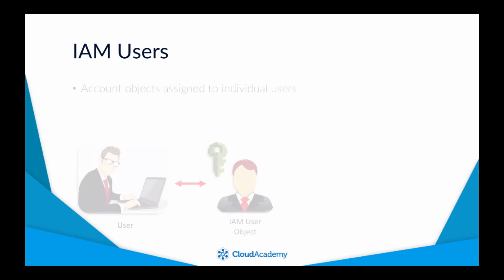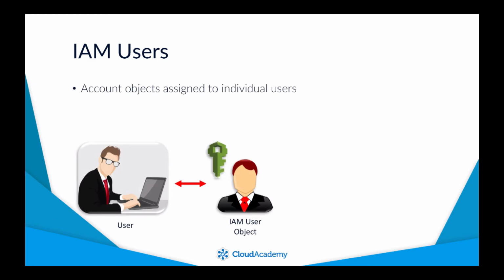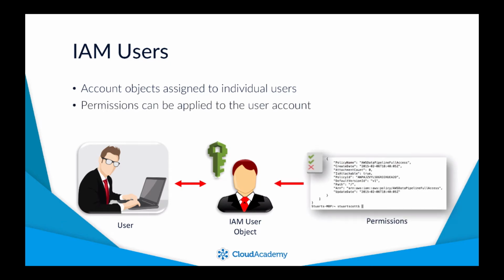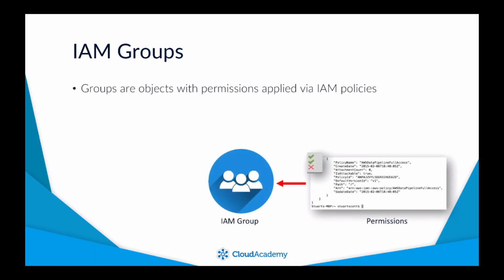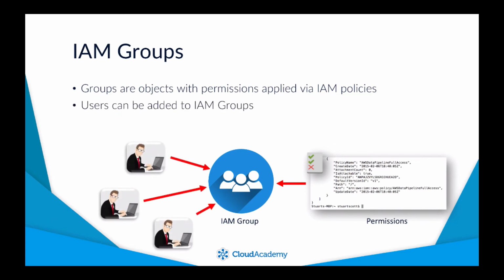IAM users are account objects that allow an individual user to access your AWS environment with a set of credentials. You can issue user accounts to anyone who needs to view or administer objects and resources within your AWS environment. Permissions can be applied individually to a user, but the best practice for permission assignments is to add the user to an IAM group. IAM groups are objects that have permissions assigned to them via policies, allowing the members of the group access to specific resources. Having users assigned to these groups allows for a uniform approach to access management and control.